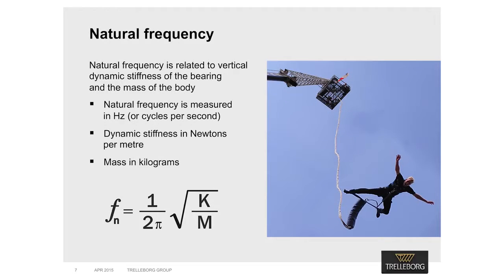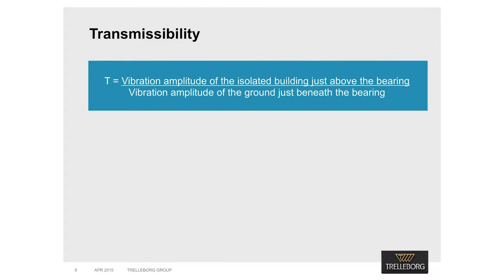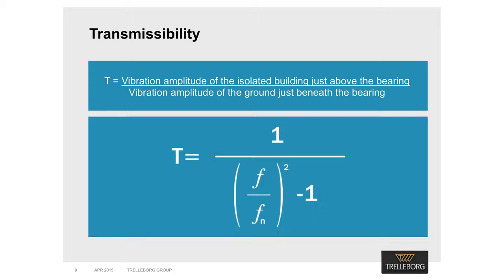The natural frequency of a body supported by a spring is related to the vertical dynamic stiffness of the bearing and the mass of the body. Natural frequency is measured in hertz, or cycles per second, dynamic stiffness in newtons per metre, and the mass in kilograms. The dimensionless term, transmissibility, is used to define the level of attenuation or reduction of the disturbing vibration amplitude passing into the structure. The transmissibility, T, equals the vibration amplitude of the isolated building just above the bearing, divided by the vibration amplitude of the ground just beneath the bearing.